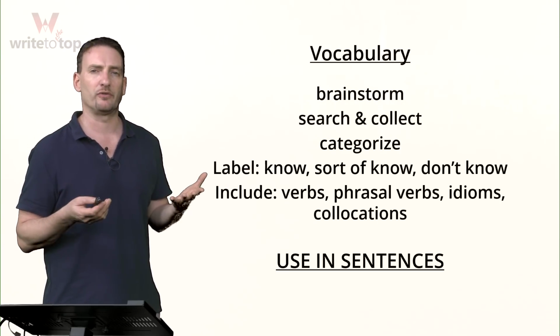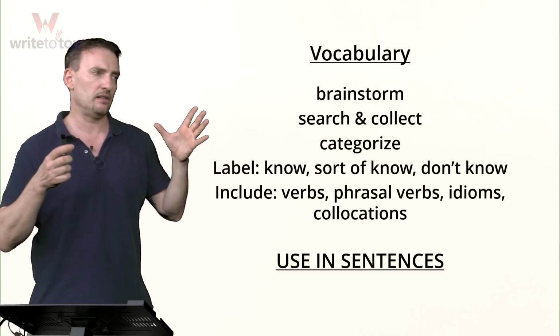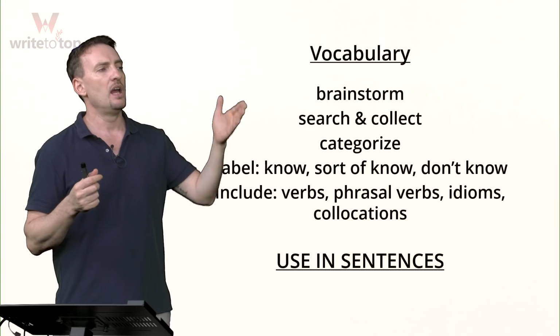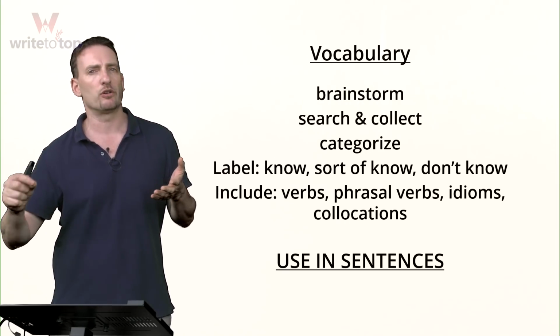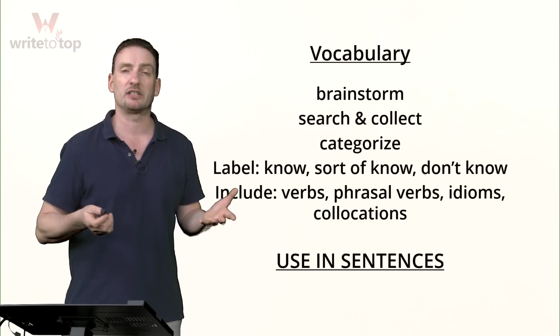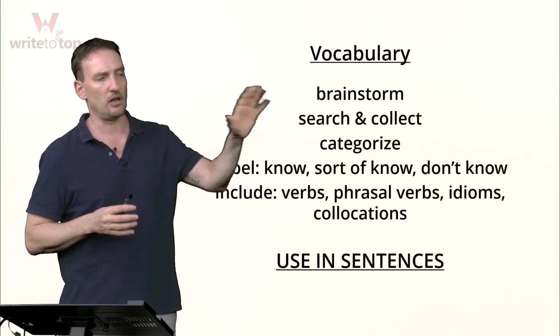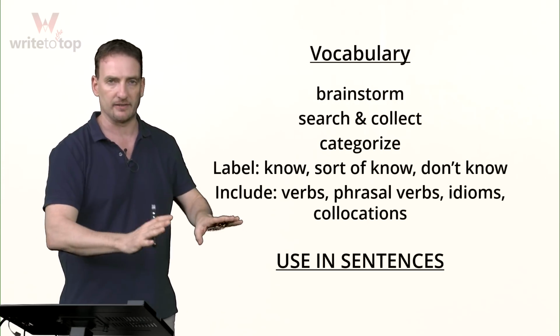Now, let's get into the actual details. Vocabulary. What are you going to do for vocabulary? First, you're going to brainstorm. So let's say you're talking about technology. We're going to look at technology this time. Just as much as you can, write down every single word or every single phrase or every single expression that you can think of about technology. This is called brainstorming. Just sit and think, and write.